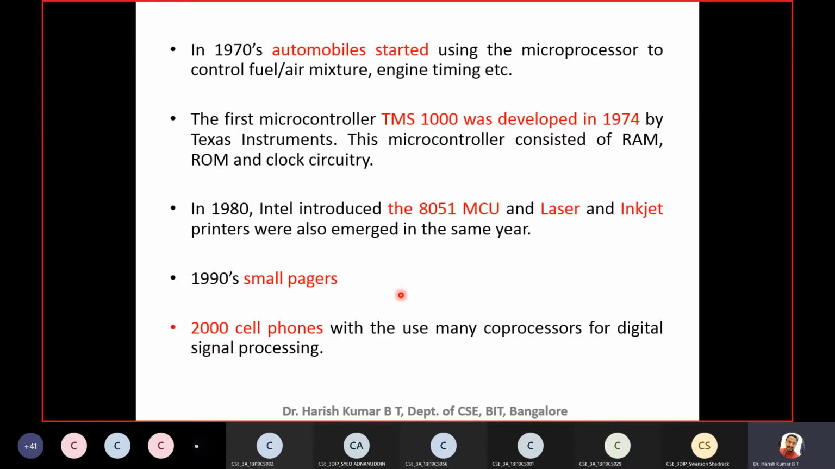The sales of cell phones have now far exceeded the sales of laptops or desktops, because everyone has a smartphone or iPhone. So I hope it is clear till here.